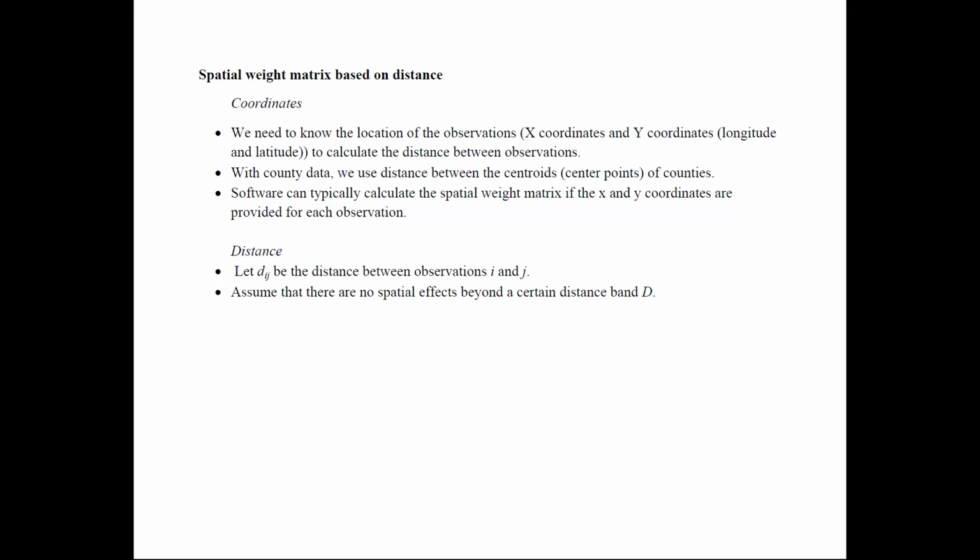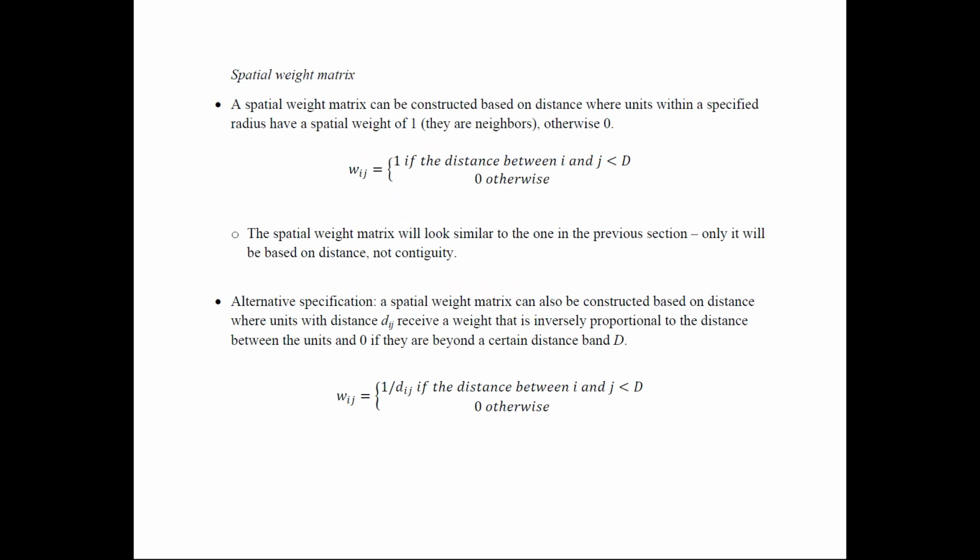And so if we put this distance band equal to 200 miles, then anything above that would no longer be neighbors and would no longer affect each other. Okay, so here is another example of the spatial weight matrix. This one can be constructed based on distance, where the units within a specified radius would have a weight of 1, their neighbors, otherwise 0.